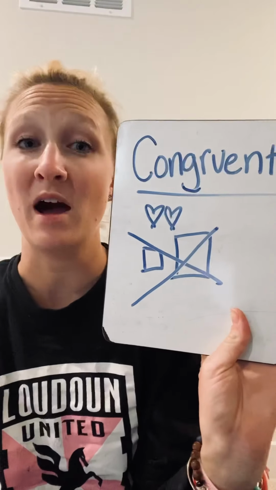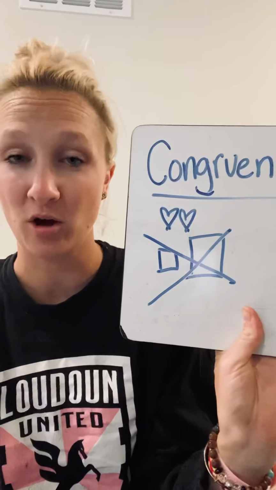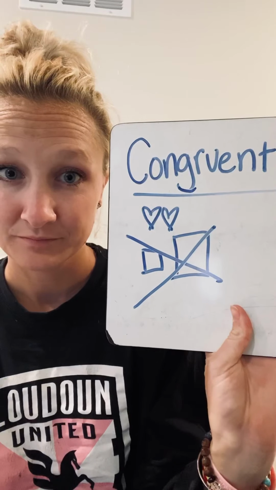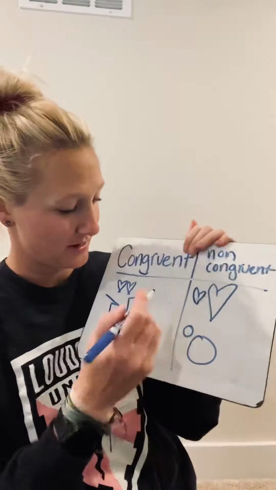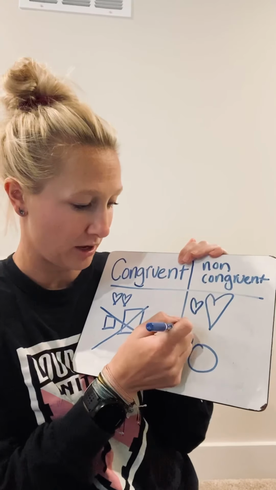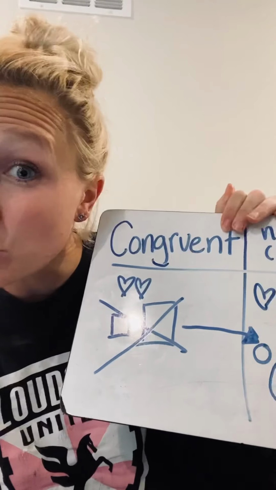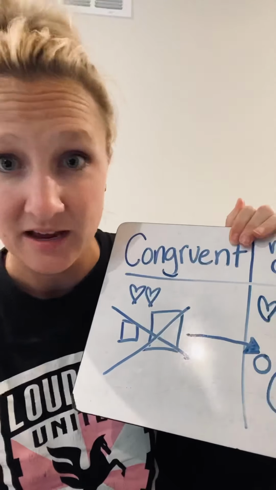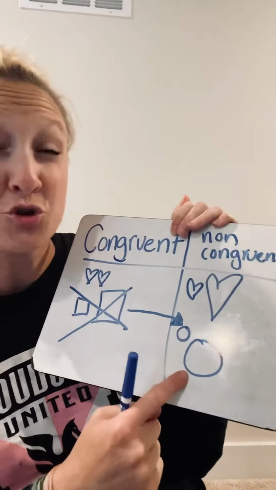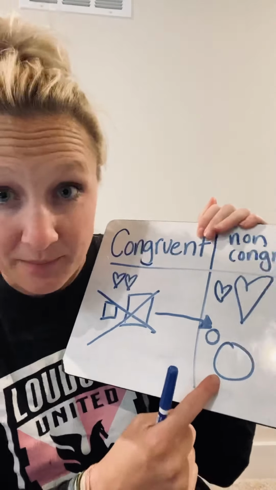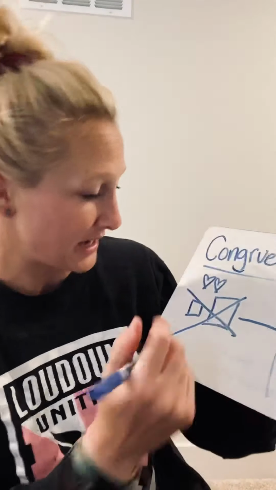Who can tell me why these do not belong on this side? If you said they're not the same size, you are correct. These are non-congruent. They were both squares, but they were not the same size. These are non-congruent because they are the same shape, but they are not the same size.